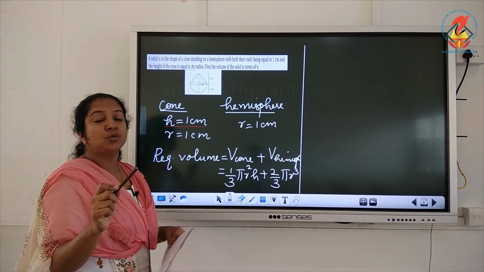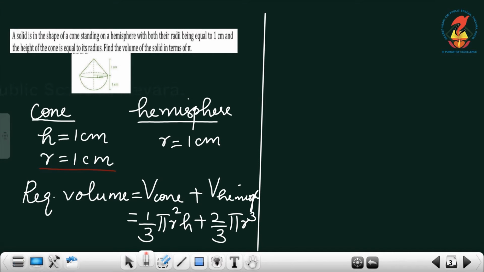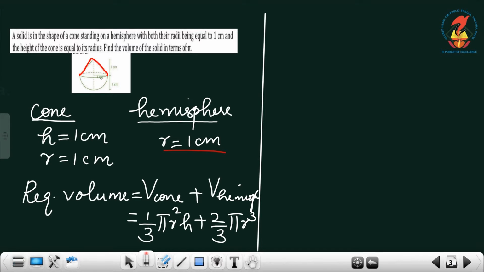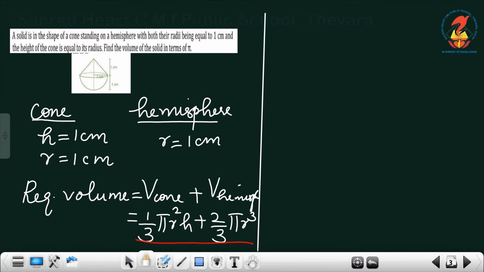A cone standing on a hemisphere, in which what is given is the height of the cone is equal to the radius of the cone, that means 1 centimeter itself, and radius is 1 centimeter, and for the hemisphere we need only radius, that is also equal to 1 centimeter. So volume of this we have to find, that means volume of the cone plus volume of the hemisphere. So formula for finding the volume of the cone is 1 by 3 pi r square h plus 2 by 3 pi r cube, which we have to find.